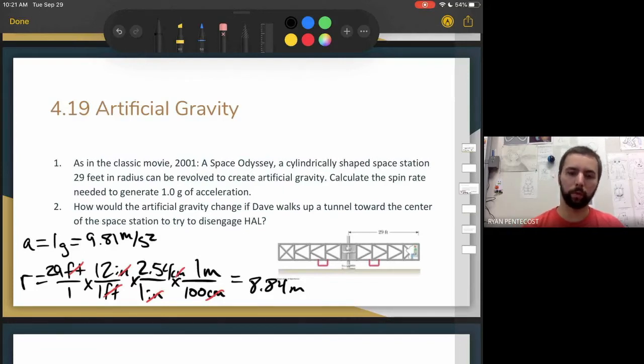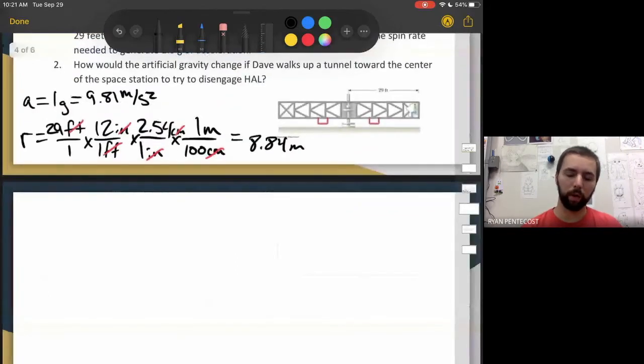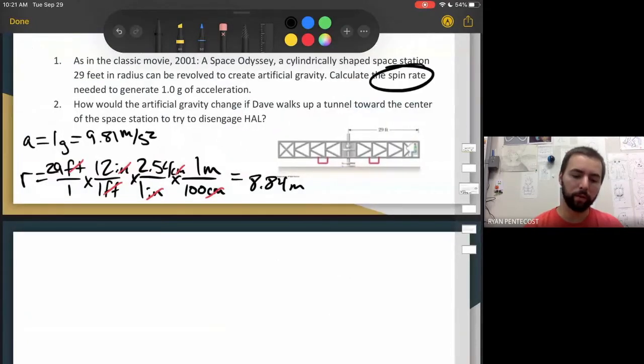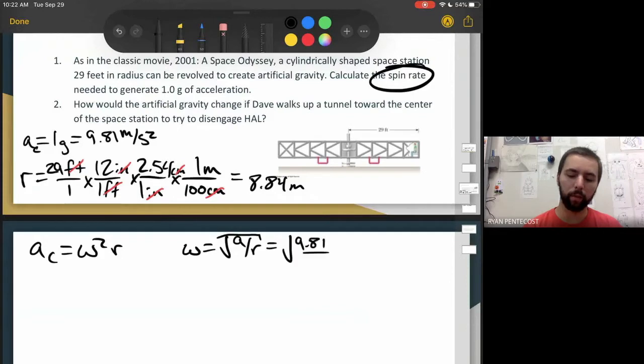Now, what we'll do is solve for our omega, because it asks for the spin rate. Spin rate is omega. So we have centripetal acceleration and we have r, and we'll plug that into omega squared times r. So omega would equal the square root of a divided by r, which will be the square root of 9.81 divided by 8.84. It's going to be very close to just the square root of 1. So you've got 1.05.